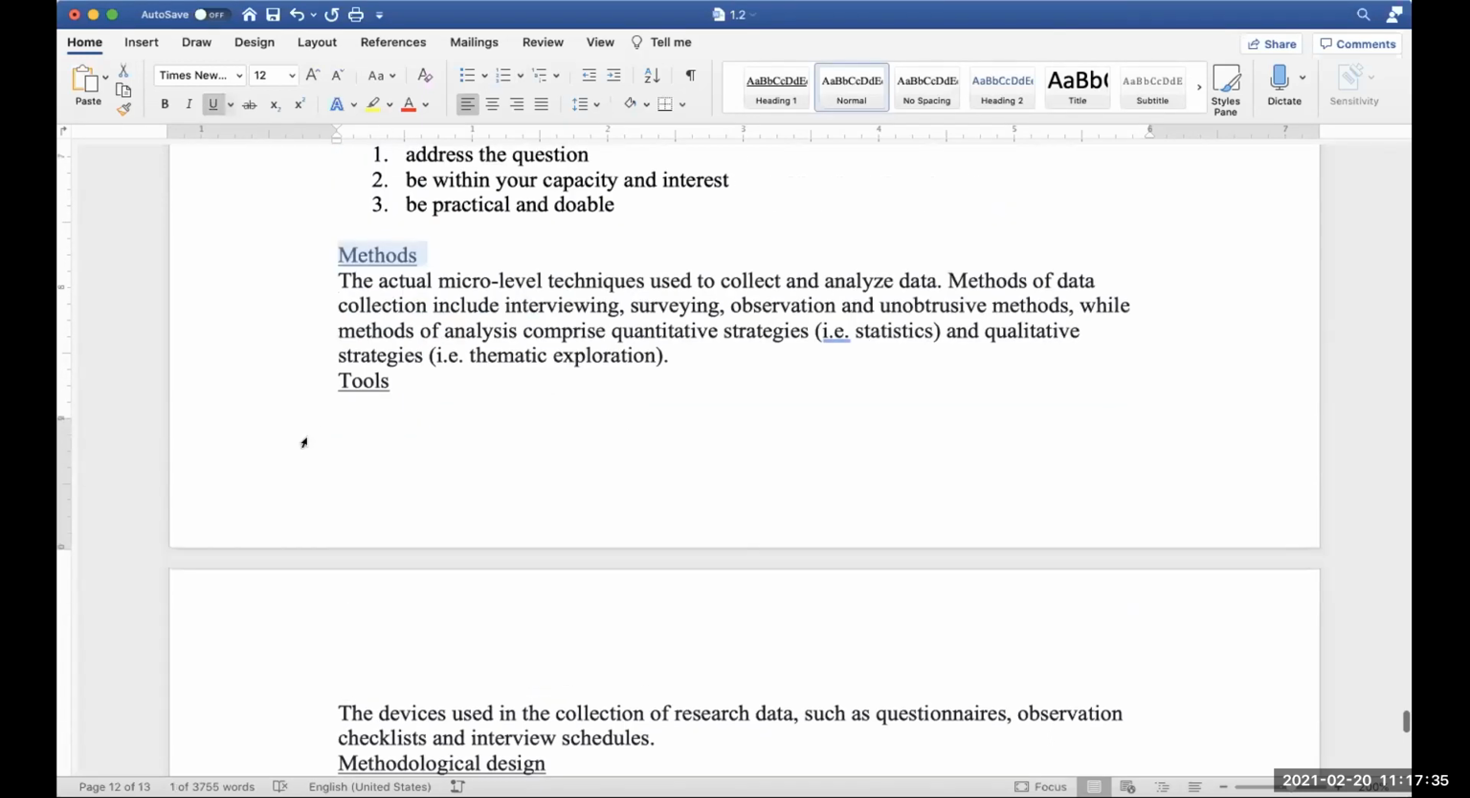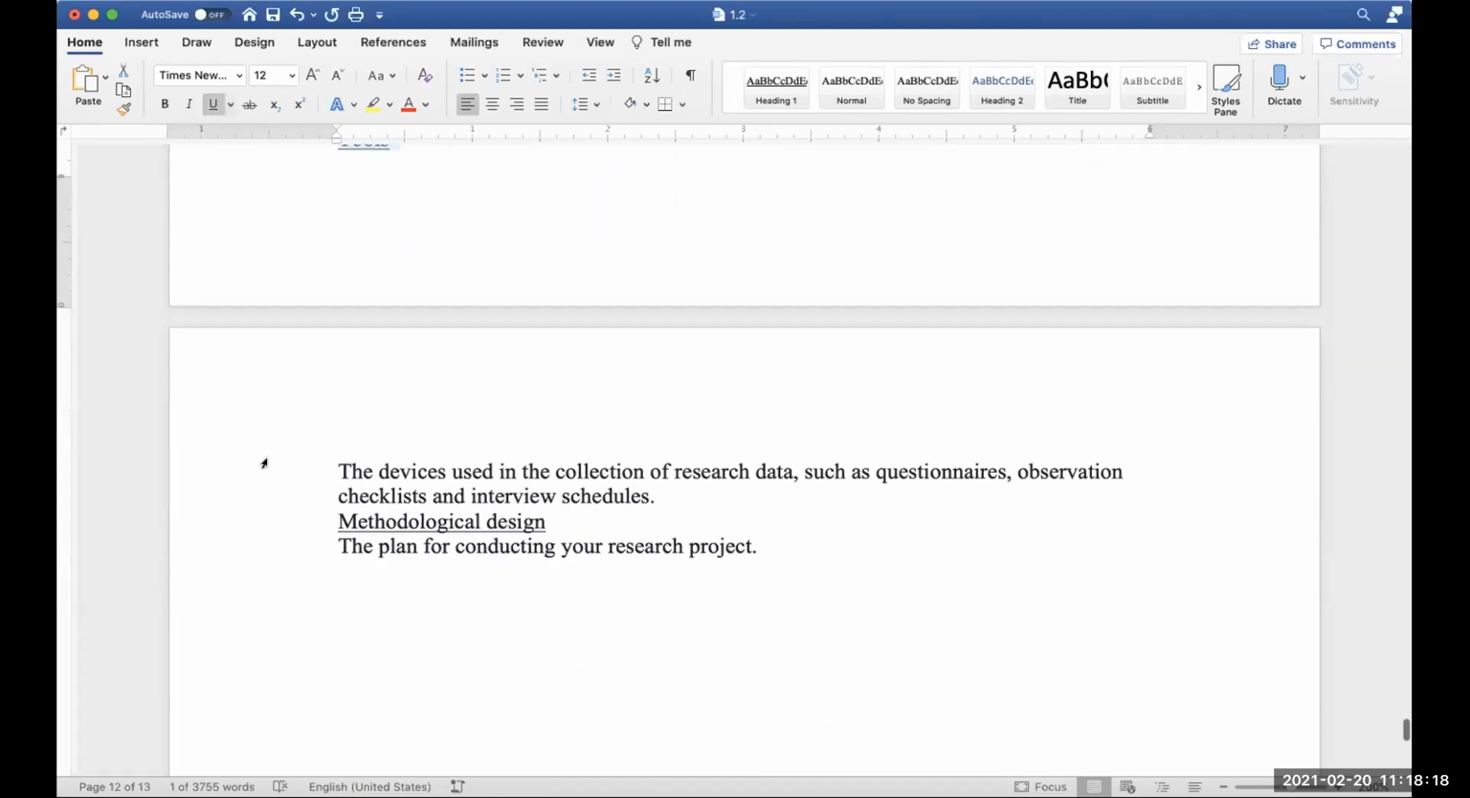So, the actual micro level techniques used to collect and analyze the data. The methods of data collection include interviewing, surveying, observations, and some unobtrusive methods, while the methods of analysis comprise some quantitative strategies, in other words, statistics, and qualitative strategies, which are more thematic. These are usually non-numerical in nature.